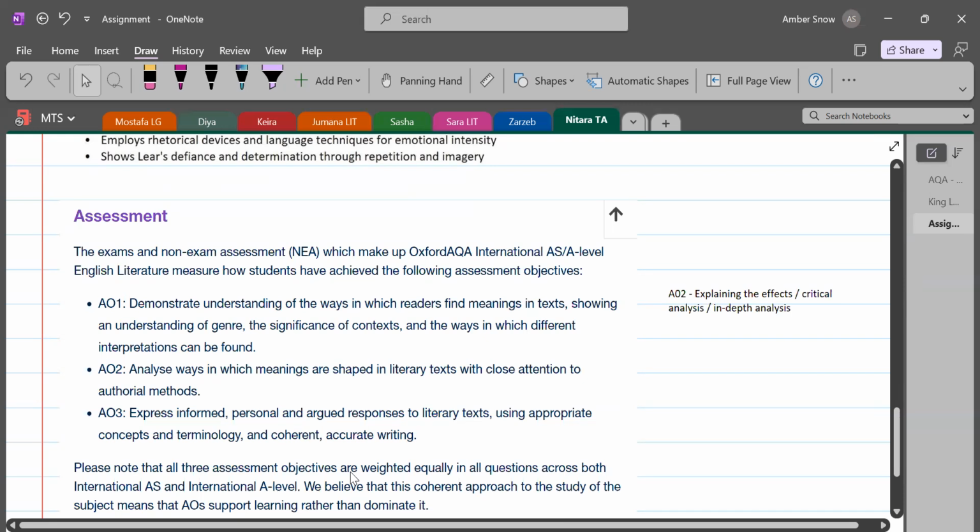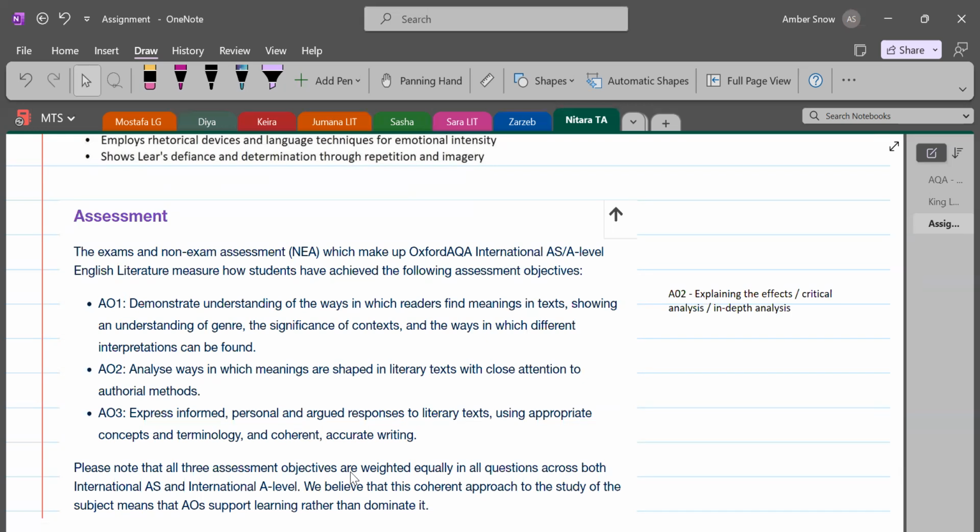So when you said you're struggling with AO3, sorry, you said AO2 is where you're struggling, right? Yes. Close attention to authorial methods and the ways in which meanings are shaped in literary text. So this is just about perspective and understanding of text. You need to be 100% comfortable with the text that you've read, well versed with it completely, in order to hit AO2 the way it's supposed to be hit.